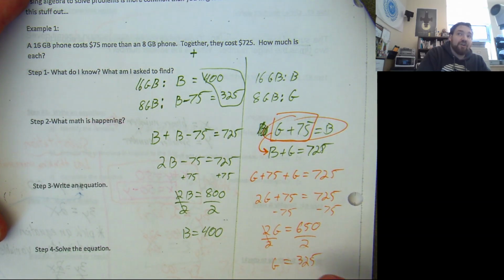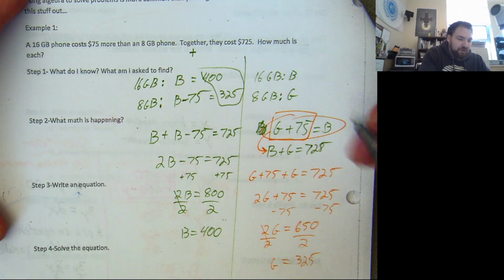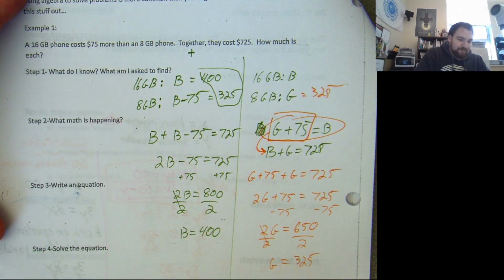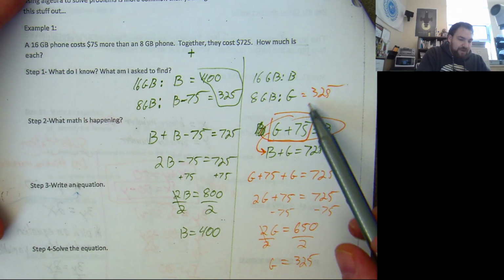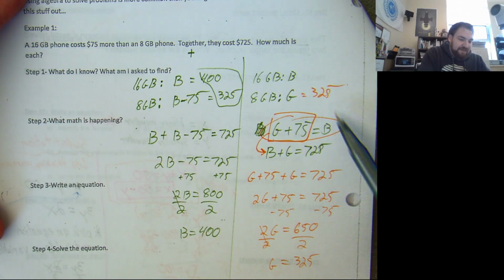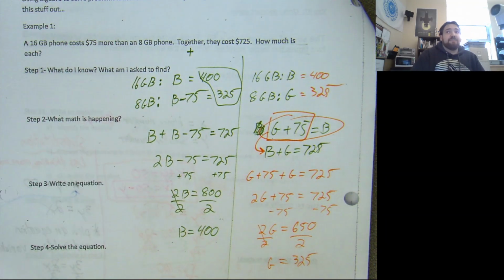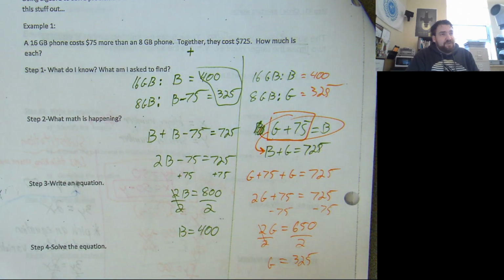And we said earlier that G was the cheaper phone. So we know that the more expensive phone is $75 more. So 325 plus 75 is 400. I get the same result either way. It doesn't matter which way you choose to do it.